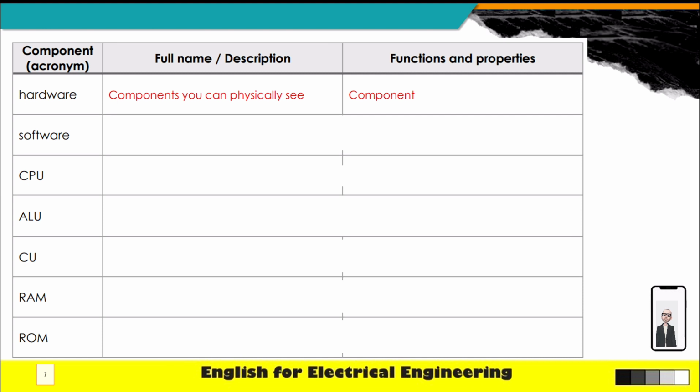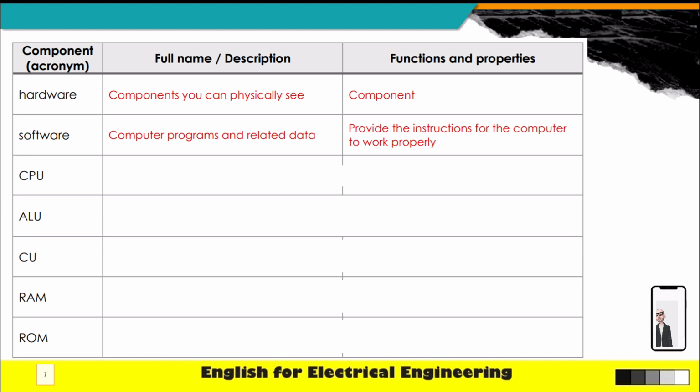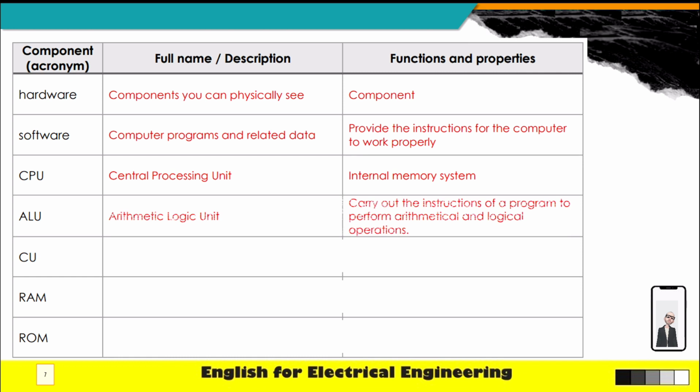Right now, hardware: components you can physically see, and the component software: computer programs is the description. Functions: provide the instructions for the computer to work properly. If you want to keep it short, you can say provide instructions. CPU, central processing unit. Functions and properties, internal memory system. Arithmetic logic unit: carry out the instructions of a program to perform arithmetical and logical operations.